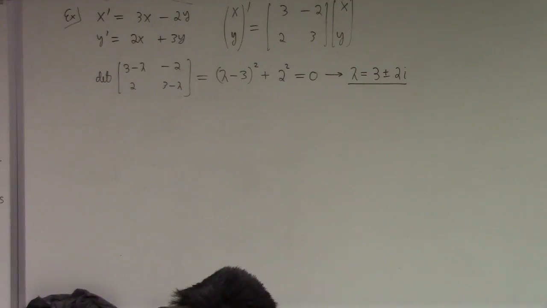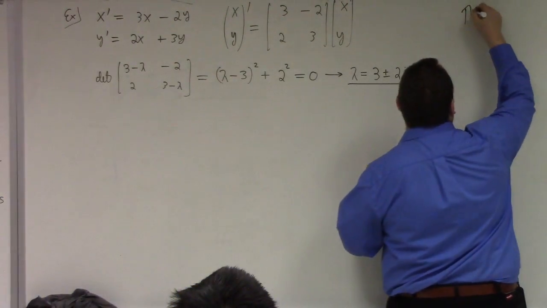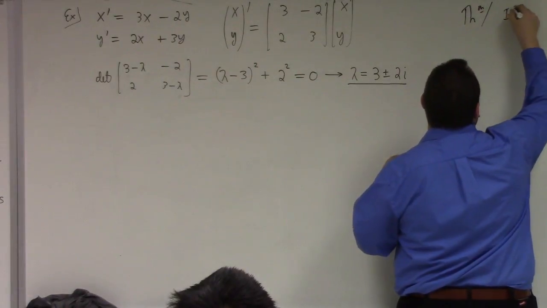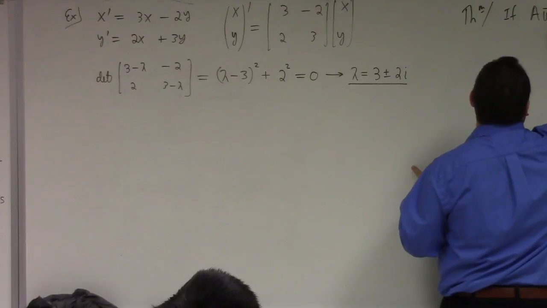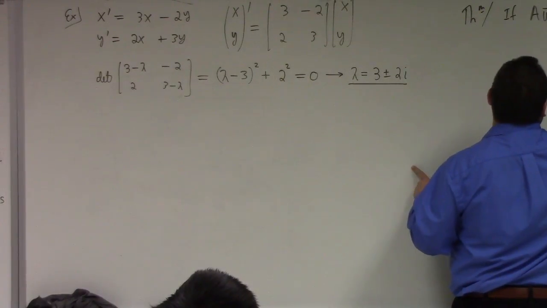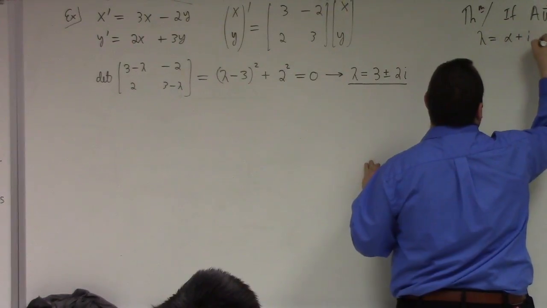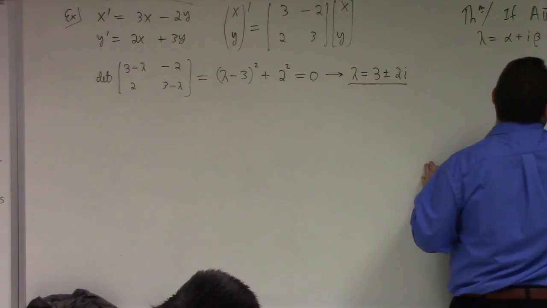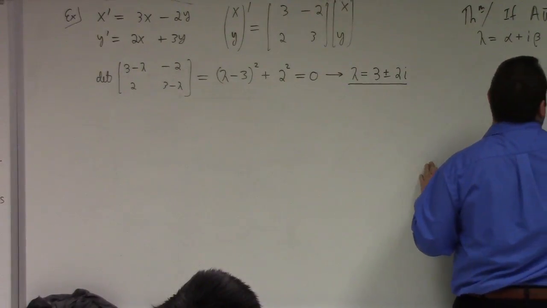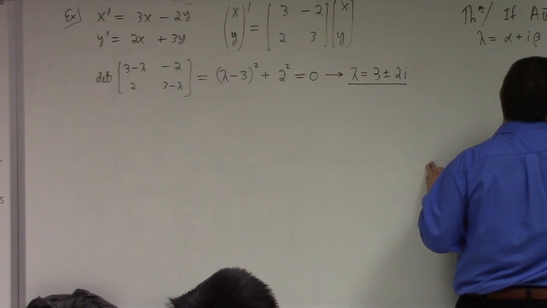So complex eigenvalues. Cool. Theorem. Check this out. If Au is equal to lambda u, where lambda is equal to alpha plus i beta, and u is equal to a plus ib. This is pretty much the standard notation. So the real part of u is a, the imaginary part of u is b.